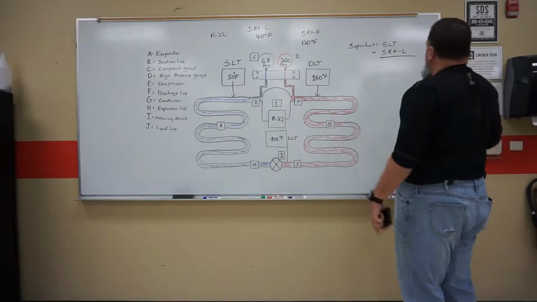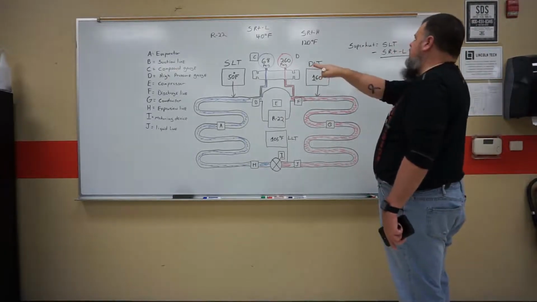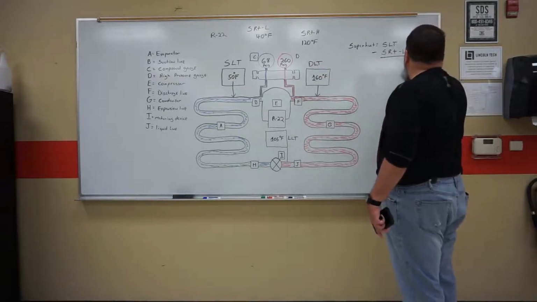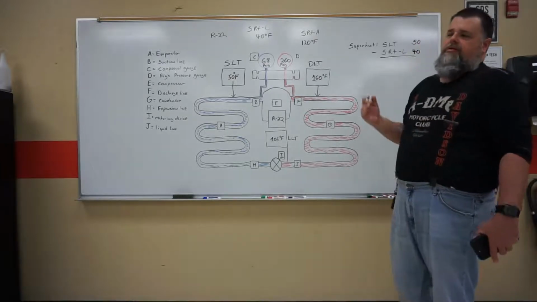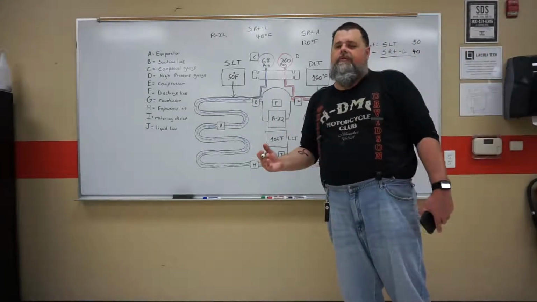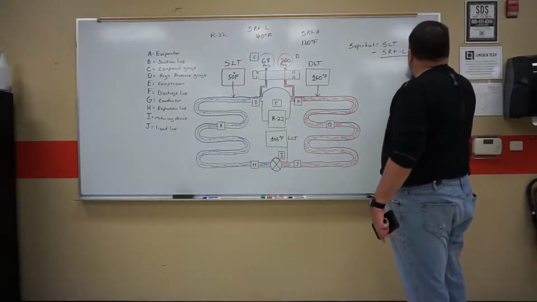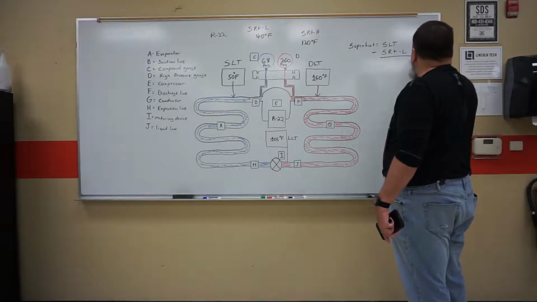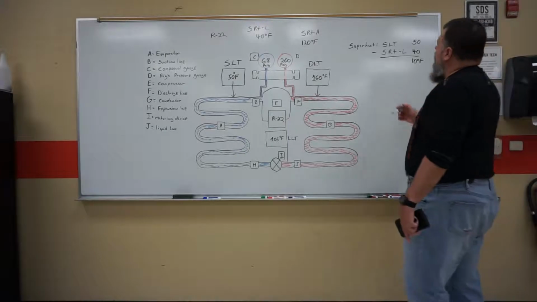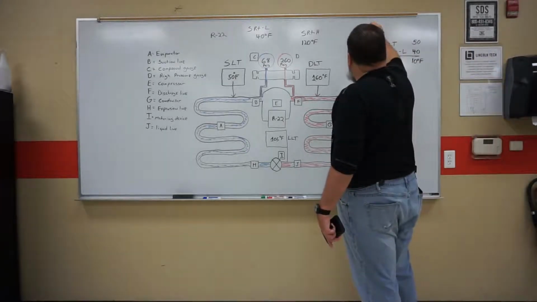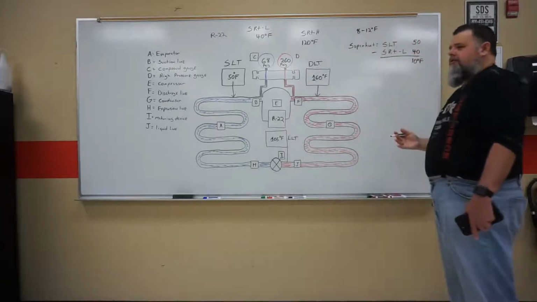Our suction line temperature is 50. Our SRT low is going to be 40 degrees. We can't subtract temperatures from pressures. Everything has to be in temperature for us to be able to subtract it. So that's going to give us 10 degrees of superheat. Now, average superheat is going to be anywhere between 8 to 12 degrees Fahrenheit. So that's what you're looking for on superheat.